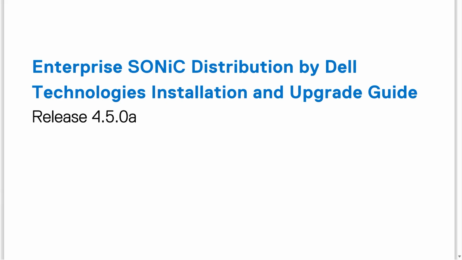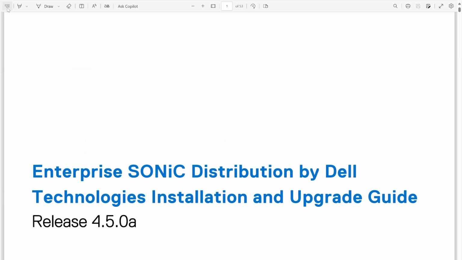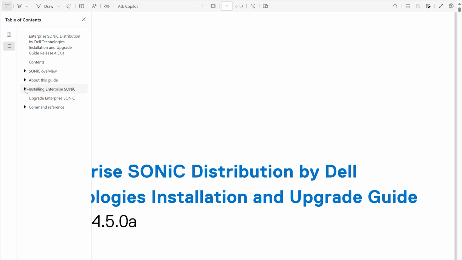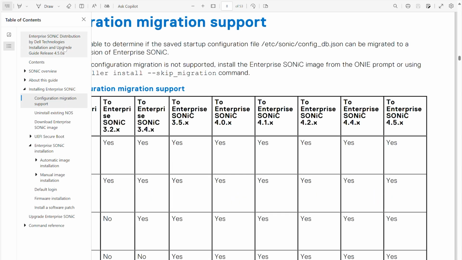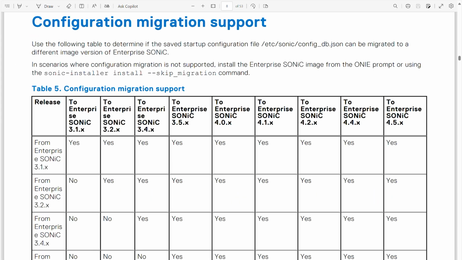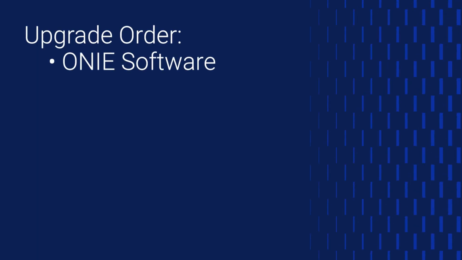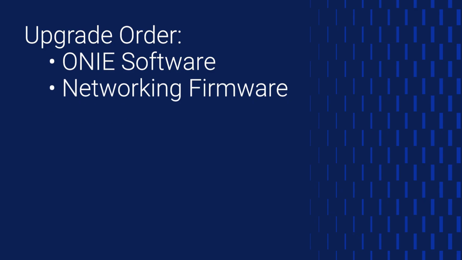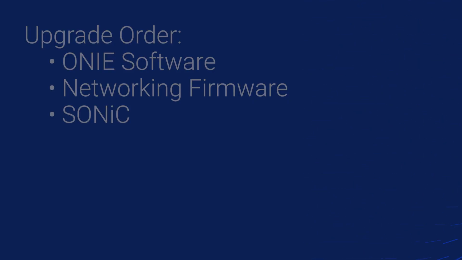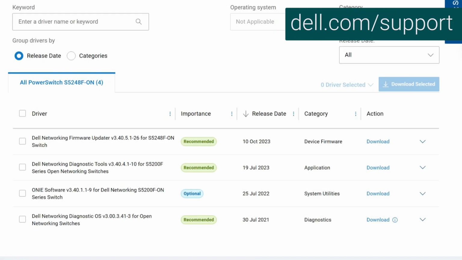Before attempting an upgrade, please read the SONiC installation and upgrade guide carefully. In particular, check the Configuration Migration Support section to confirm upgrade compatibility. Before upgrading SONiC, first upgrade the ONIE software, then the networking firmware. These are available on dell.com/support.